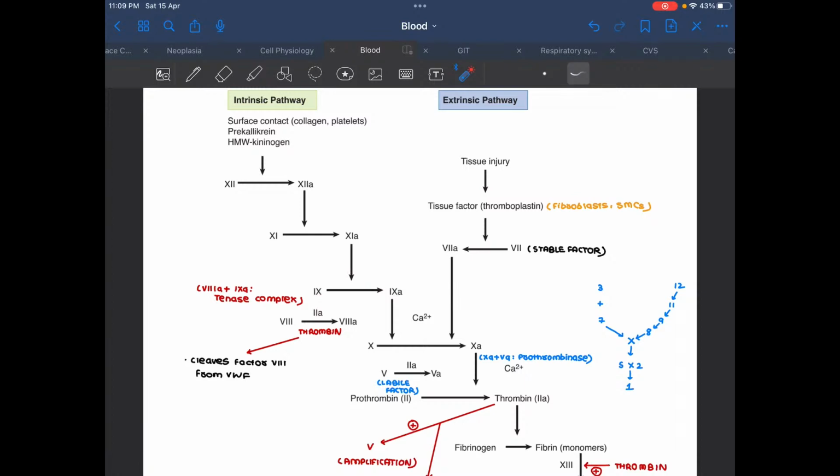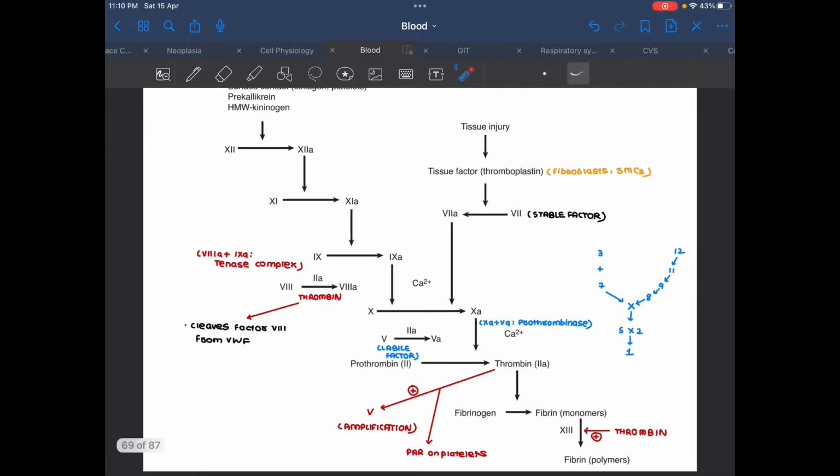What next after 9? After 9 we have 8. So 9A and 8. And how is 8 getting activated? I'm going to tell you about that. But just remember, 8 and 9 are going to form something like the tenase complex, and that's going to cleave your 10 into 10A. Okay. On the other hand, we have the formation of 3 plus 7A. That 7 is your stable factor, and 3 is your tissue factor. And what is that going to form? That's going to form your 10A.